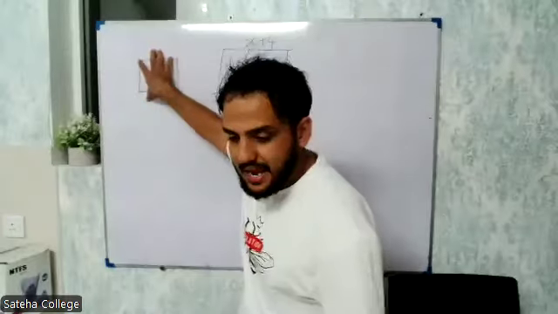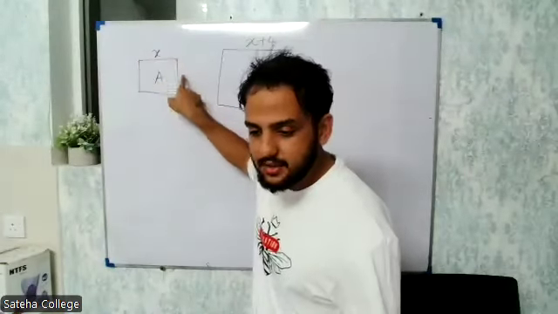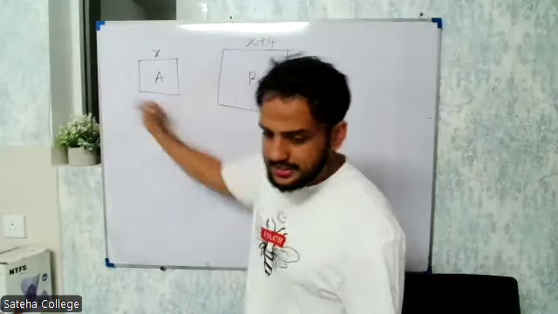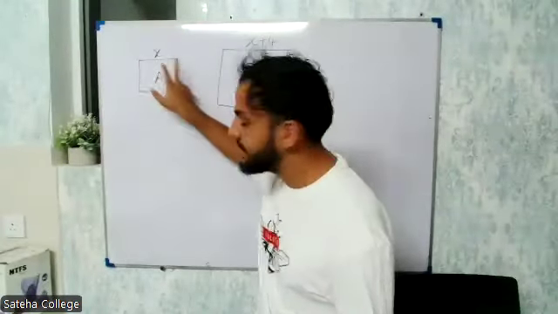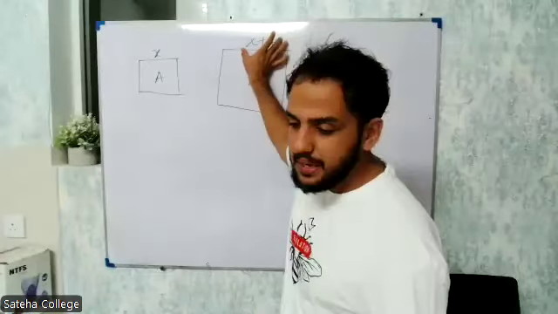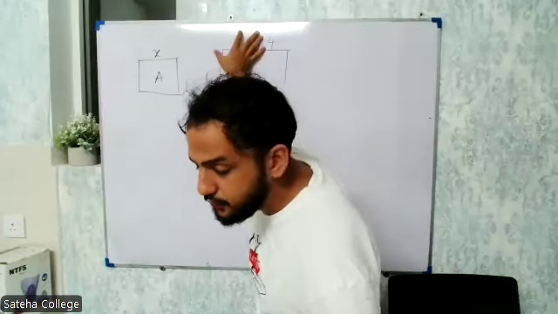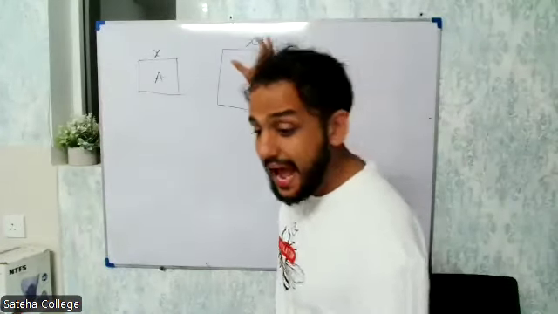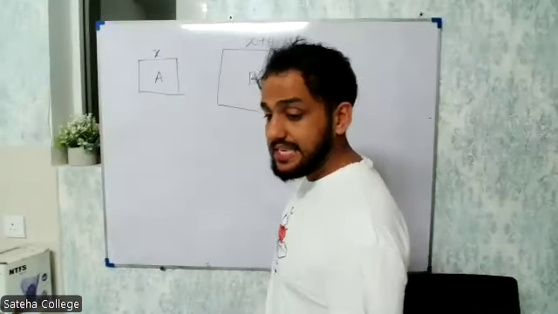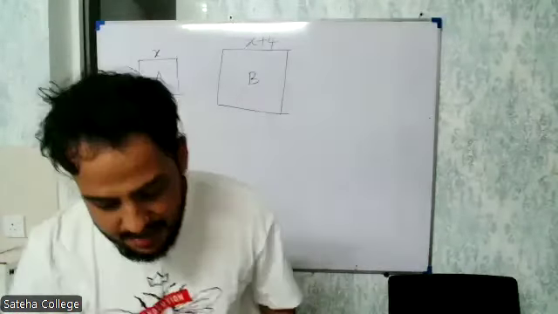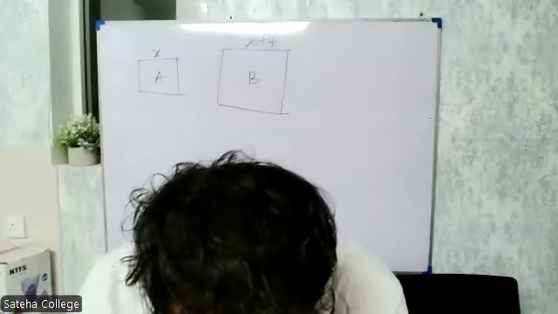Get the area of A here. A, one side is X, other side is a square, right? So all the sides are X here. So the area is what? X into X. Here one side is X plus 4. The other side also will be X plus 4. So what will be the area? X plus 4 into X plus 4. Addition of both the areas is equal to 88. You have the equation there.